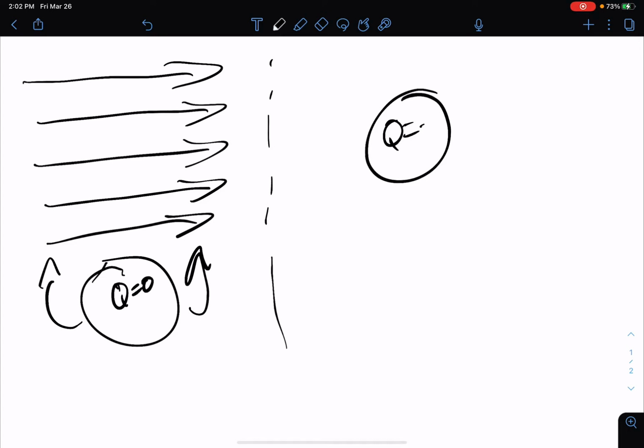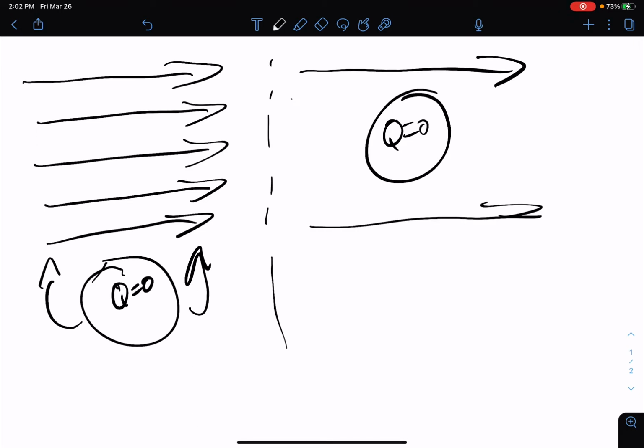Q has to be 0. We haven't added any charges. But because we put it into an electric field here, I'll draw a couple of the lines. It's going to do like this.